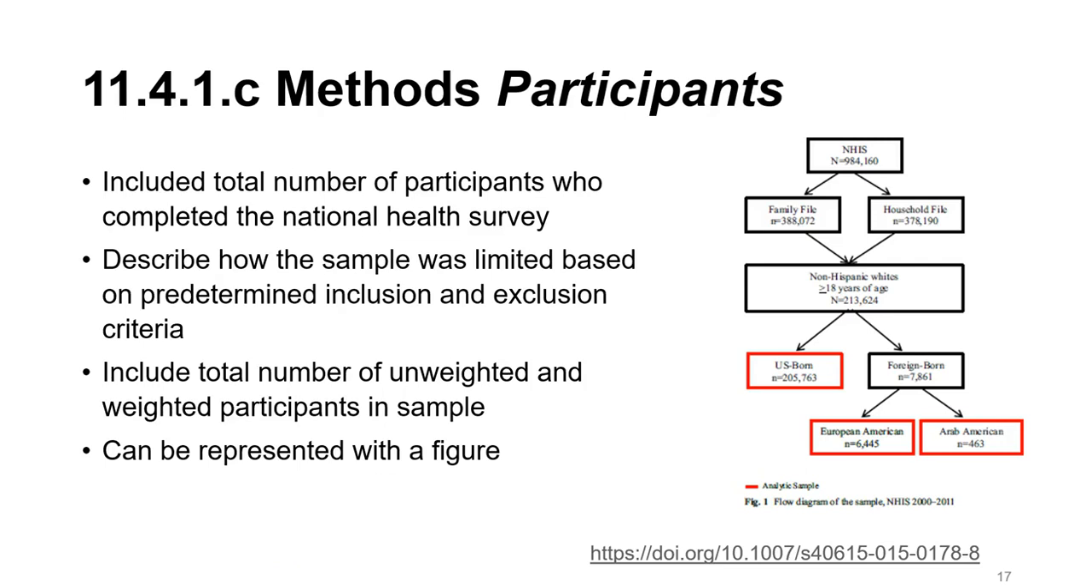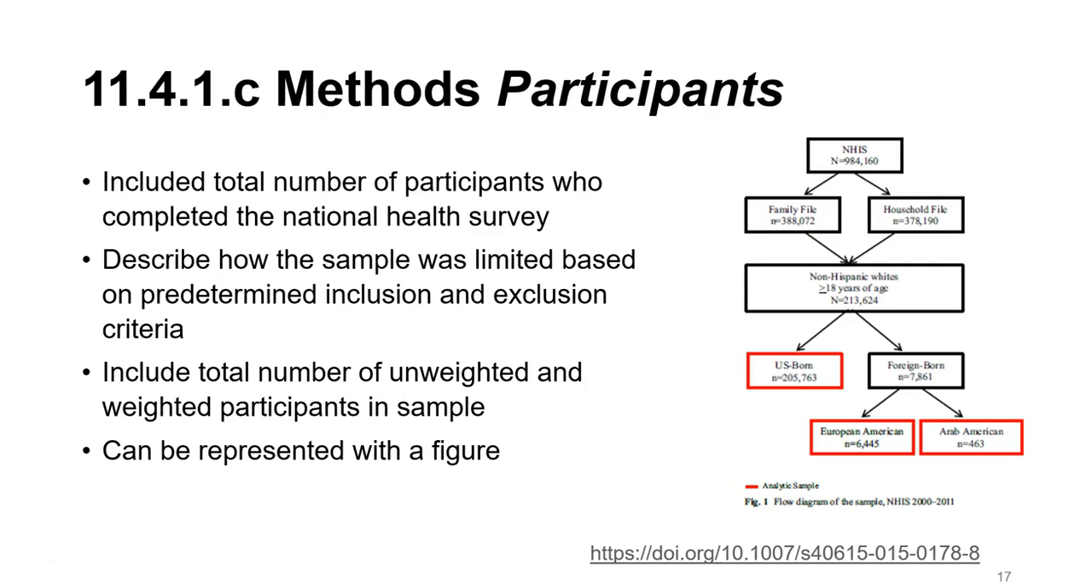In the participants section, here's where you want to include a total number of participants who completed the overall survey and then start to limit it down based on your predetermined inclusion and exclusion criteria. It's good to include the unweighted as well as the weighted participants in the sample. I know some people that just put the unweighted and then say, well, if they want to know the weighted version, they'll ask us in the review process. And this can be represented by a figure.